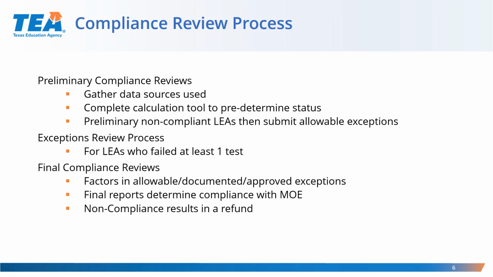This is our compliance review process. I have broken the process into 3 different parts. The first is the preliminary compliance review, where we gather the TSDS data to calculate the report, and the LEA has the option to use the calculation tool on our website to predetermine their status prior to the release of the report. Once the preliminary report is released, if an LEA fails at least one of the 4 tests, they have the option to submit exceptions.